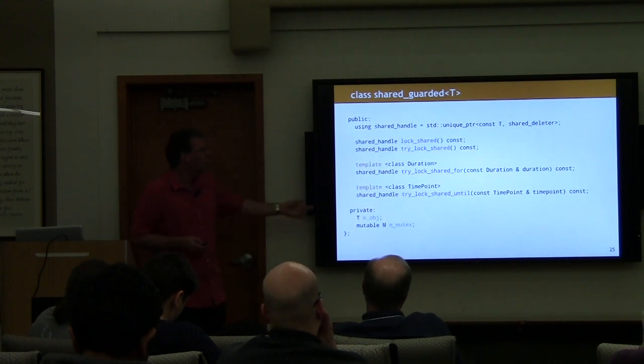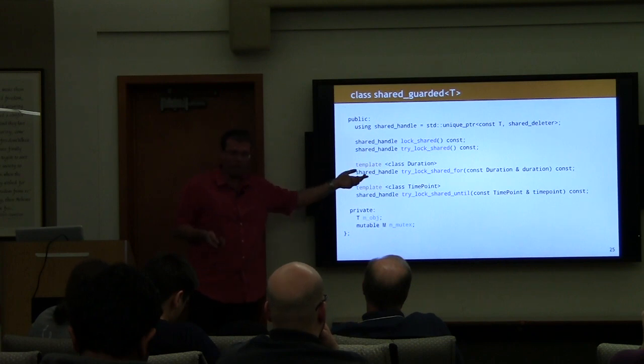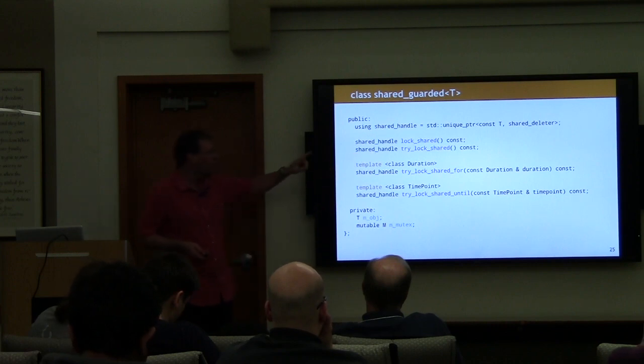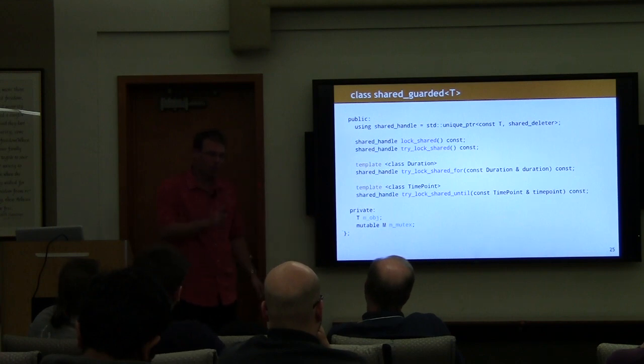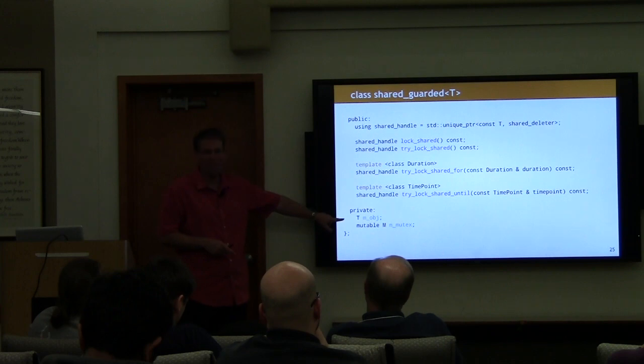Then I create a shared handle, which is a separate data type. It's a unique pointer to a const t. And I have a shared deleter. These are very symmetric with the other operations. I now have to have this mutex mutable. But since I only have to write this once, and this is in a library, I'm okay with the fact that this has to be mutable and t has to be non-mutable, because you only have to get this right once.